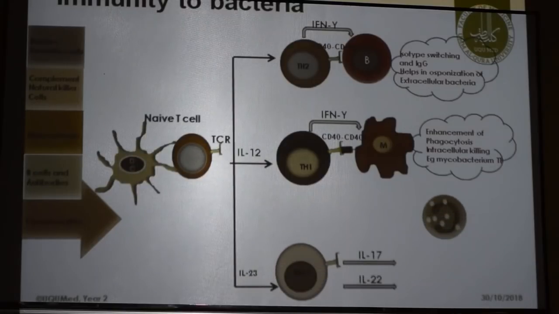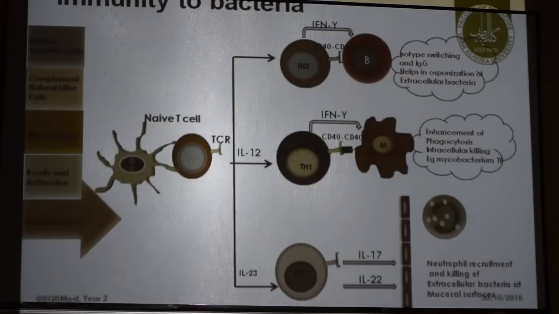And finally, if IL-23 is produced, Th17 will be produced, and these Th17 have their major role against bacterial infection in the mucosal immunity, in the intestine. So when there is a bacterial infection in the intestine, it is these Th17 that are very efficient, and these Th17 are going to activate the neutrophils, and the neutrophils will cause killing at the mucosal surfaces. So these are the three different possible pathways that a naive T cell can take in dealing with different types of pathogens: extracellular, in the blood, or in the tissues, for example in the intestine.